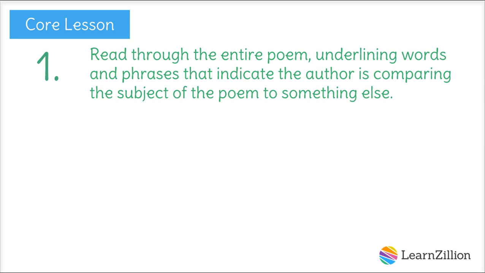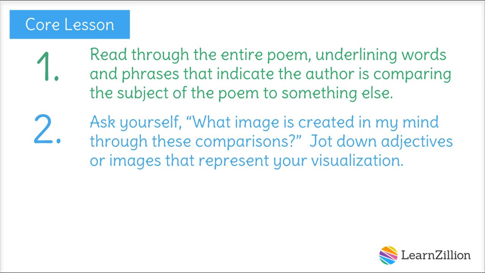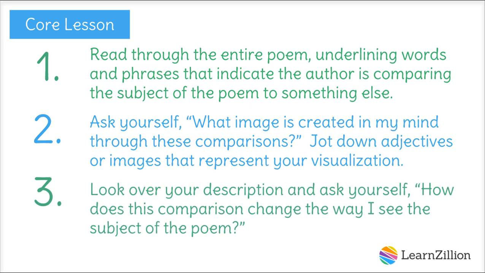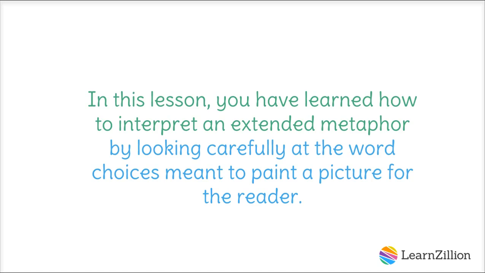We followed these three steps to answer that question. One, we read through the entire poem, underlining words and phrases that indicated the author was comparing the subject of the poem to something else. Then we asked ourselves, what image is created in my mind through these comparisons? We jotted down adjectives or images that represented our visualization. Then we looked over our description and asked ourselves, how does this comparison change the way I see the subject of the poem? In this lesson, you have learned how to interpret an extended metaphor by looking carefully at the word choices meant to paint a picture for the reader.